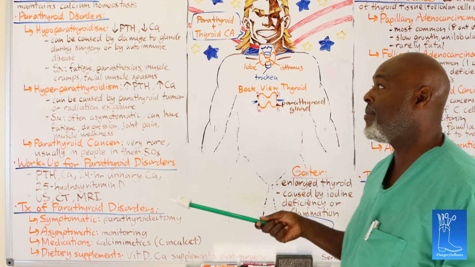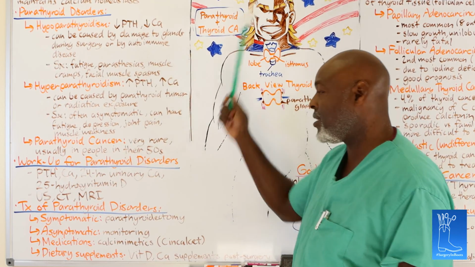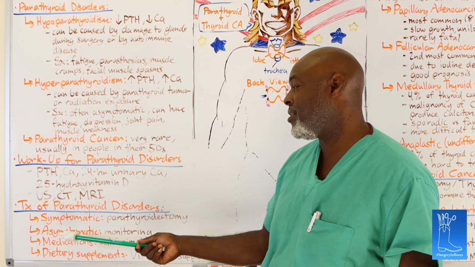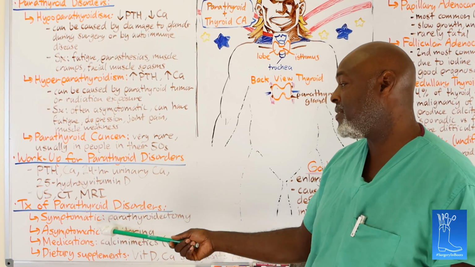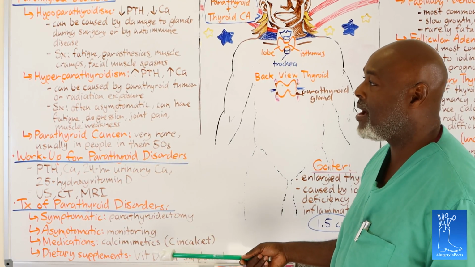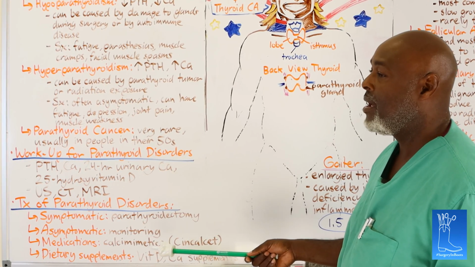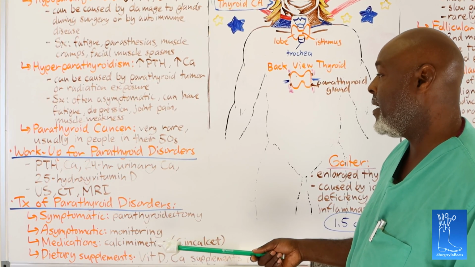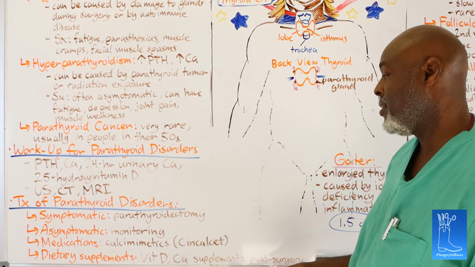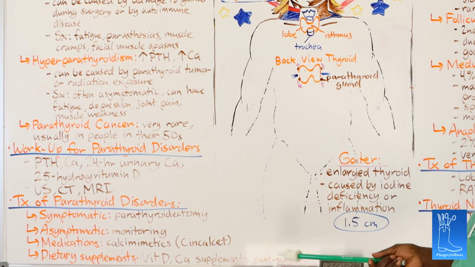You can talk about primary, secondary. That's a whole other lecture, but we'll worry about that later. Touched on it in the beginning. If it's asymptomatic and your calcium is a little high, you can watch it. But it'll grow and it'll eventually have to come out. Medications, dietary supplements, all this good stuff.